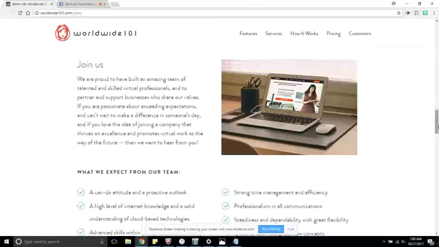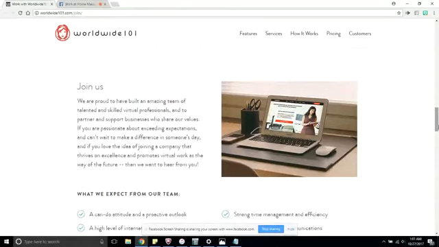Anyway, today I'm talking about Worldwide 101. Working for this company, you'd be a virtual assistant. Your schedule would be up to 25 hours a week. The pay for these people is pretty good at $15 to $20 an hour, depending on your experience. The Glassdoor rating for this company is really phenomenal at 5 out of 5. And that's from 40 reviews, not just like 2 or 3. So they're doing pretty well there.